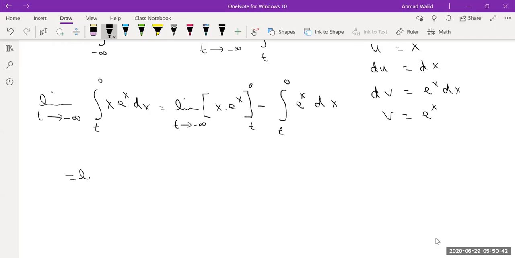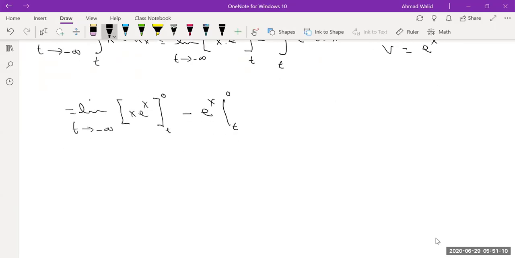Then you can rewrite limit t approaching to negative infinity, x e to the power of x from t to 0 minus, what is integral of e to the x? Integral of e to the x is e to the x. From where to where? From t to 0. Plug in the upper limit and lower limit in both parts.